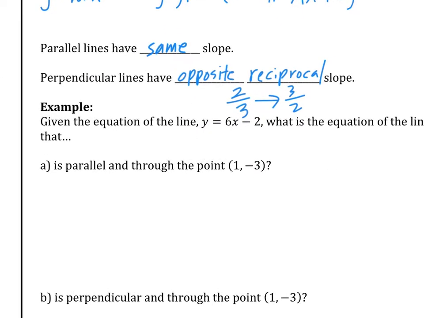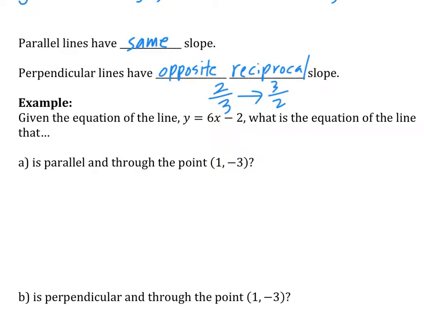All right, so let's look at this example. Given the equation of the line y equals 6x minus 2, what is the equation of the line that is A, parallel and through the point 1, -3? That means they are giving you this line somewhere like this. You want another line that's parallel but goes through this specific point.